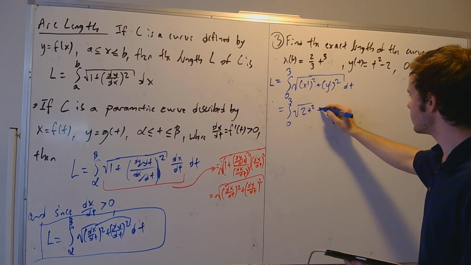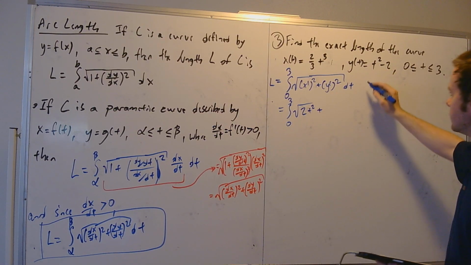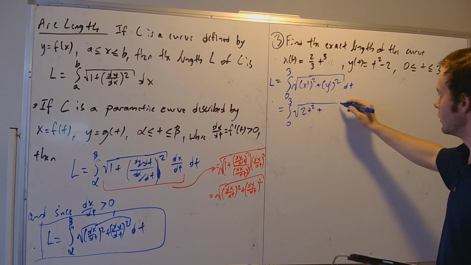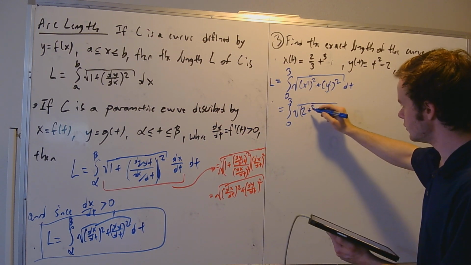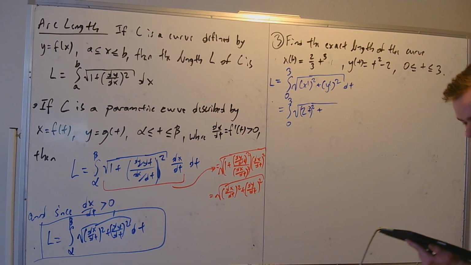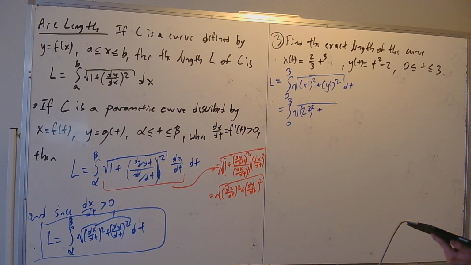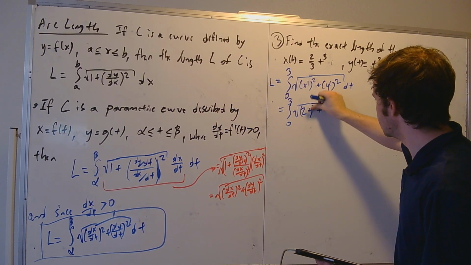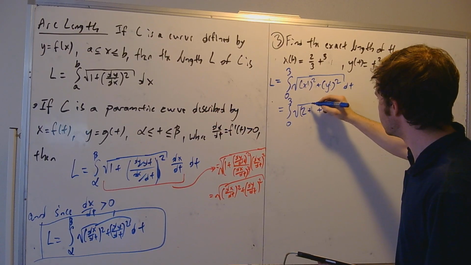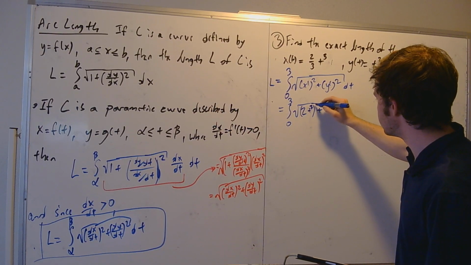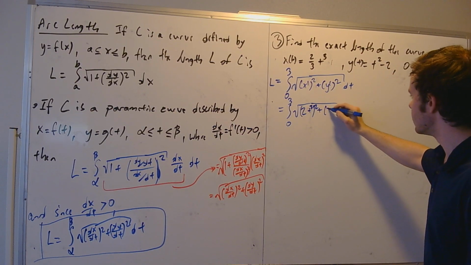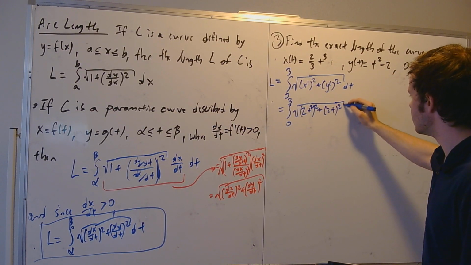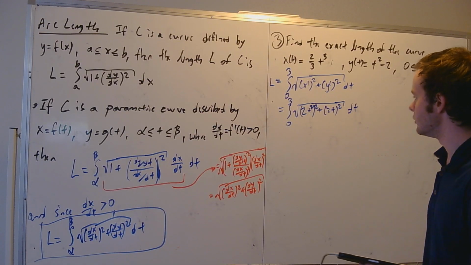And plus, now the derivative of y would be just 2t, and then you square it. Your answer for the derivative of x was 2t squared, and then you square that. That's what I meant to say. And now you take the derivative of y, that's 2t, and then you square that. And then you got dt there.